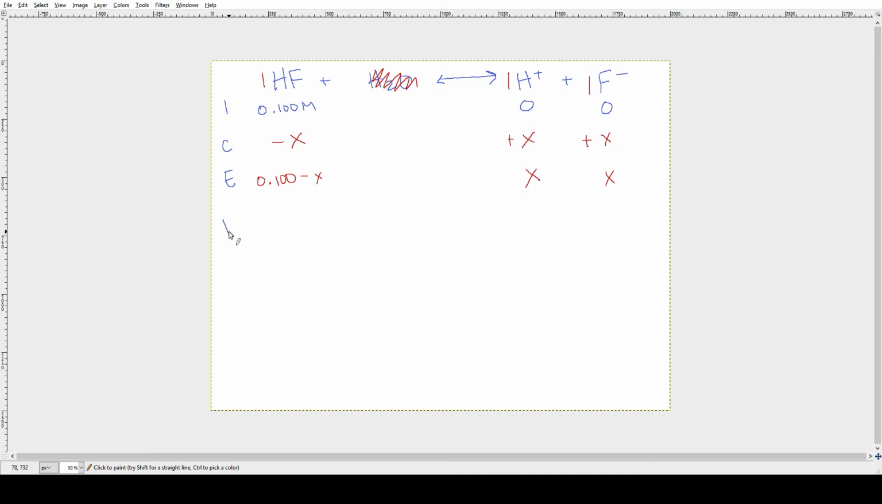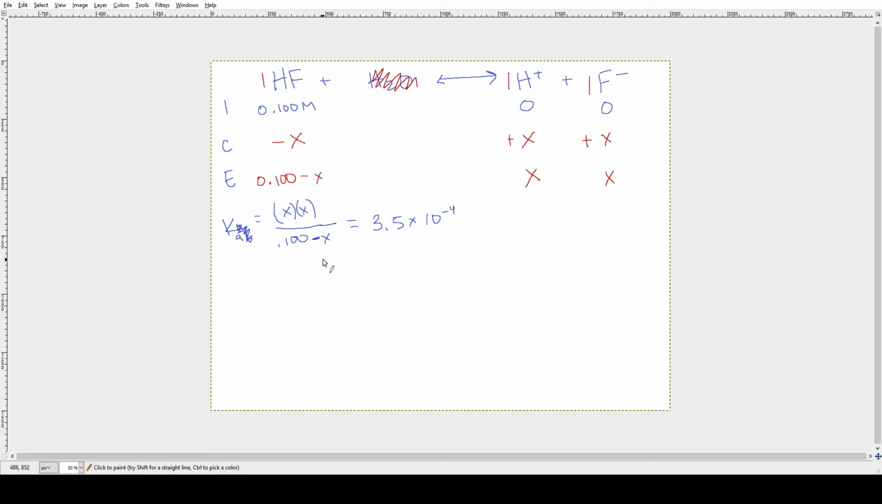So then you take your KEQ and you're going to say, okay, well, it's x times x over 0.100 minus x. And we know what this is equal to because the problem told us, oh, this isn't a KEQ. Whoopsie daisy. It's a Ka because we have a weak acid. And it is equal to 3.5 times 10 to the negative fourth.